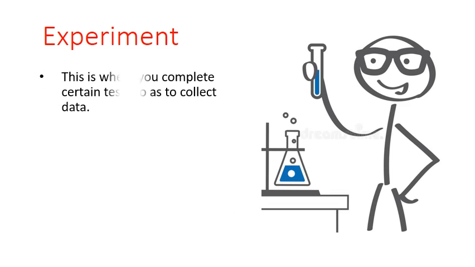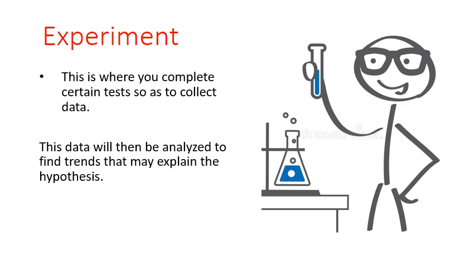Then we will move on to conducting an experiment. This is where you complete certain tests so as to collect data. This data will then be analyzed to find trends that may explain the hypothesis. So, our hypothesis earlier was that an increase in the length of the pendulum will cause an increase in its period. So, we would alter the length of the pendulum to find out how the period is affected.